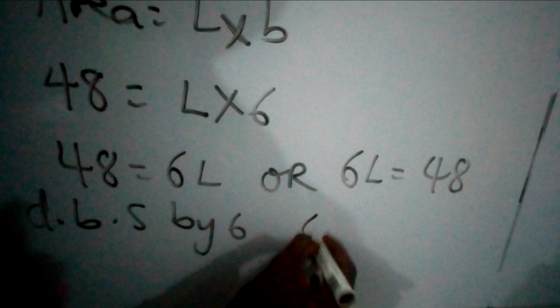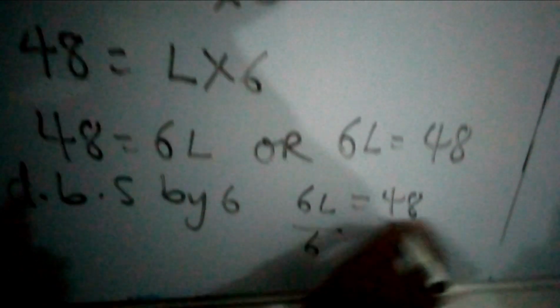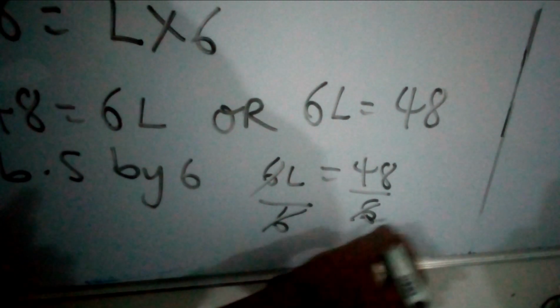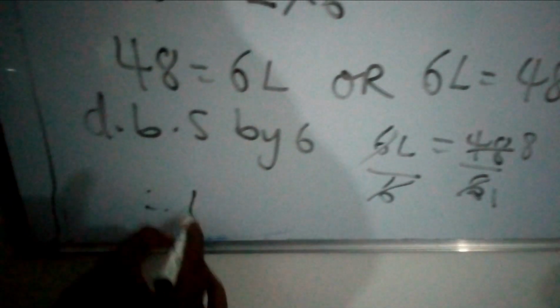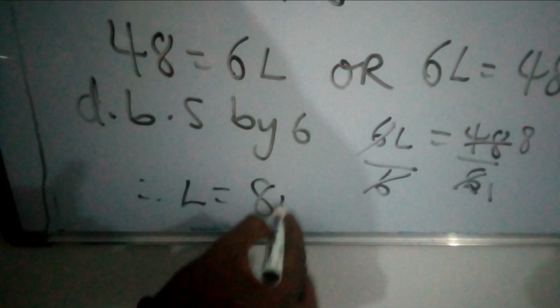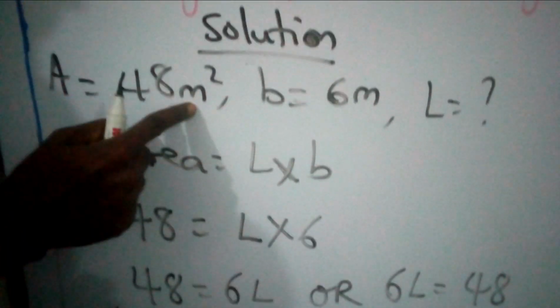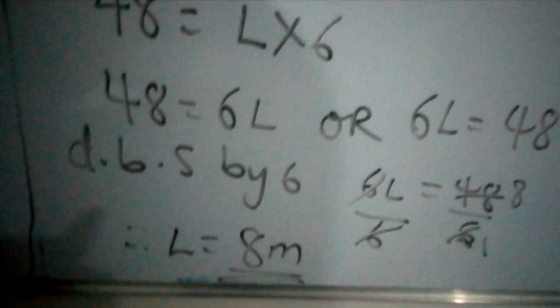So we now have what? 6L equals 48 over 6 over 6. Okay, we cancel this 6. So 6 here is 1, and 6 in 48 is what? 8. So therefore, our length is what? 8 meters, not centimeters. Why? Because my area is in meters squared and my breadth is in meters, so my length must be in meters as well.